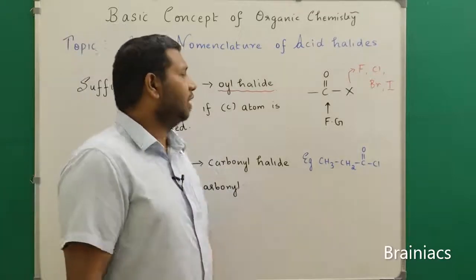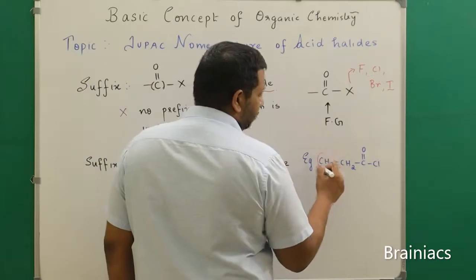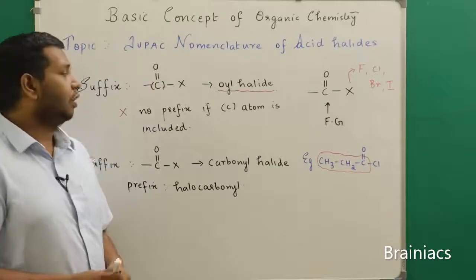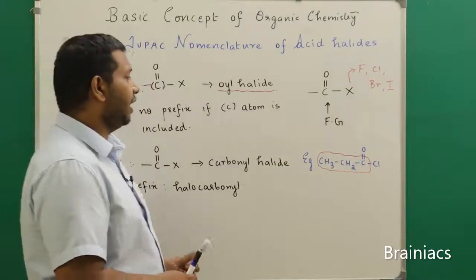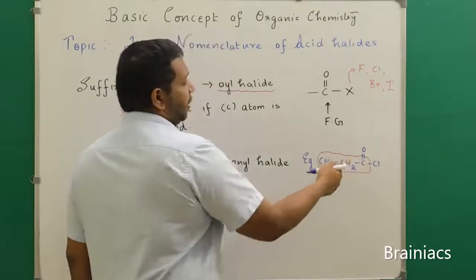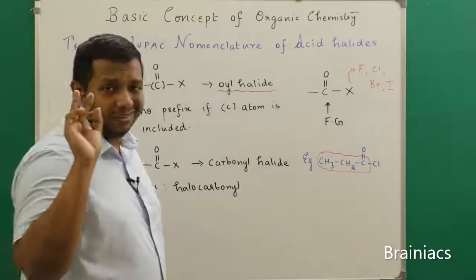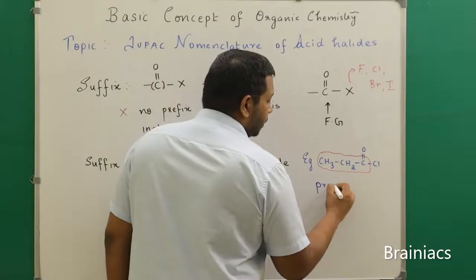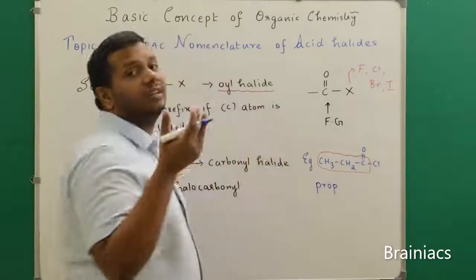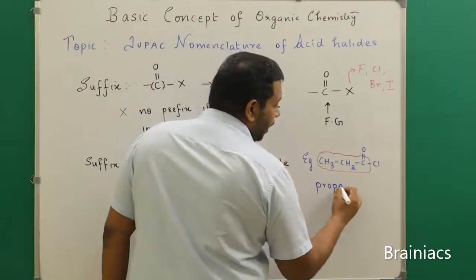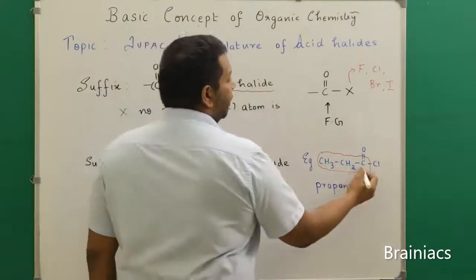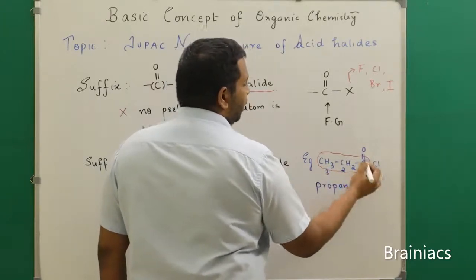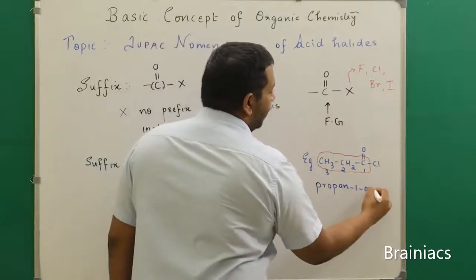Now let's see one example here: CH3CH2COCl. Here my parent carbon chain is this, and the carbon atom is included, correct? So how will you put the name? It is oyl halide. The parent starts with 3 carbon atoms, so the word root is prop. All these are linked through single bonds, so propan. Now if I number it, I should number from here. Propan-1. We know the extension is oyl, oyl halide.